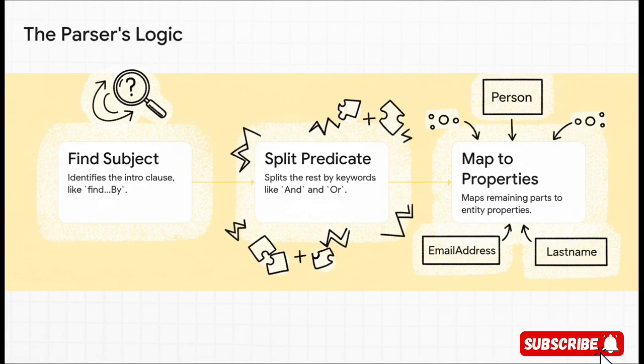Here's how it thinks. First, it looks for an intro phrase like findBy or getBy. That tells it what to do. Then, it takes the rest of the name, the criteria, and splits it up using keywords like And or Or. Finally, it takes the leftover pieces, email address and last name, and matches them to the property names in your Person entity. See? It's a really simple, predictable system once you know the rules.